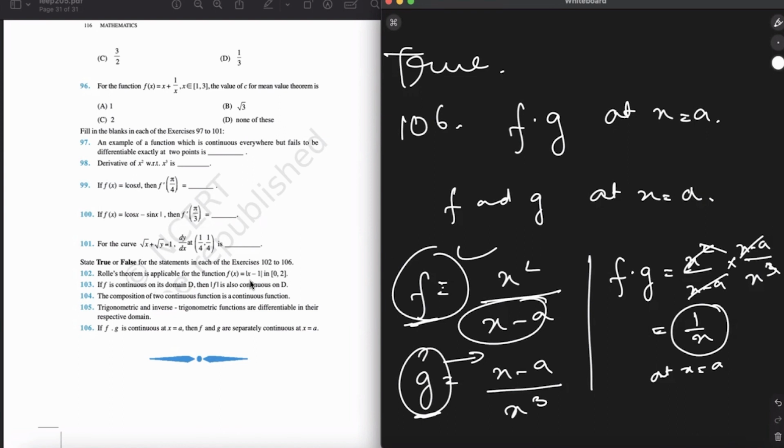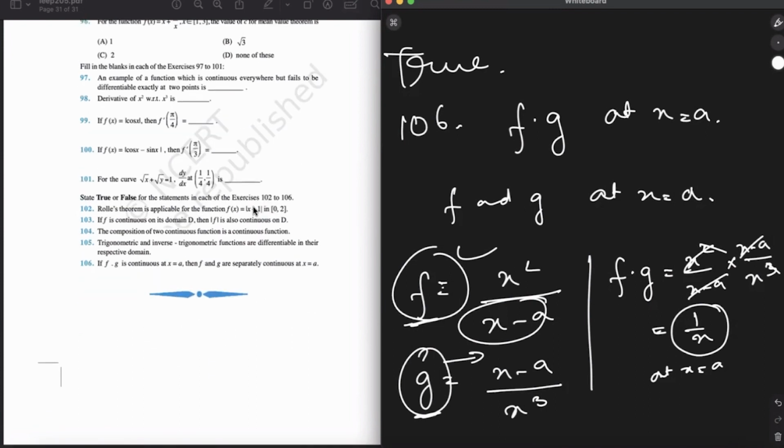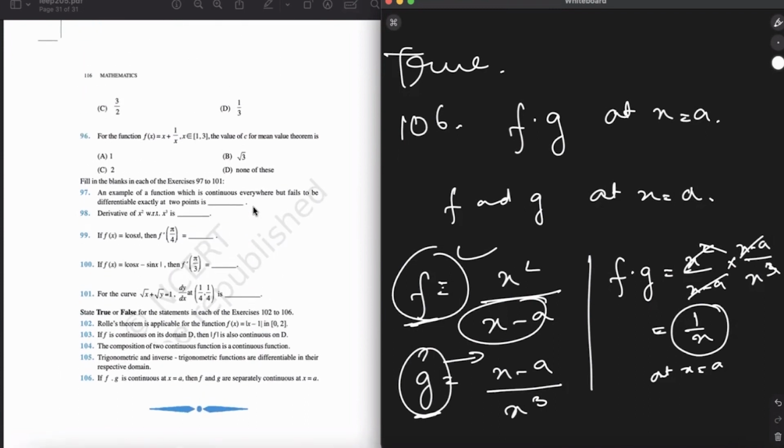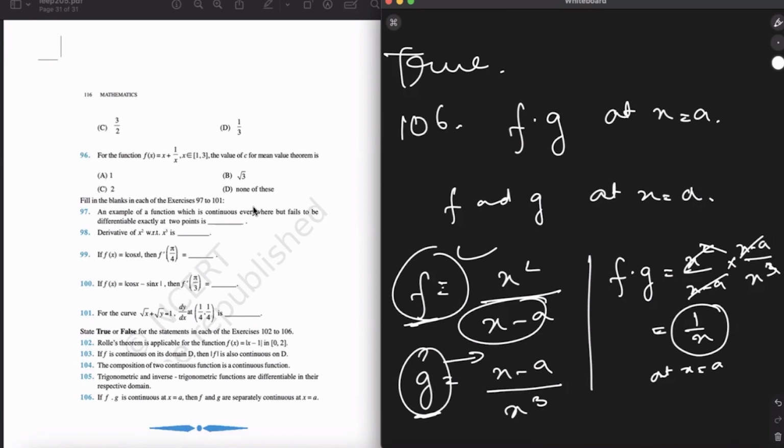So that is all. We have solved the whole exemplar questions. Now, I think that we should solve some PYQs, alright? So I'll just open them up for you. Continuity, differentiability.